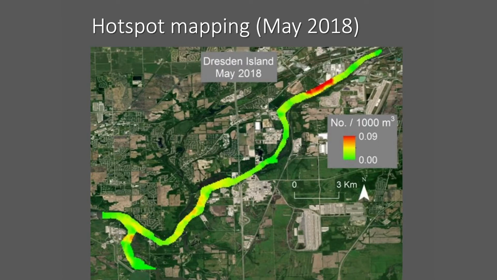In May of 2018, we still can see that there are some larger fish in the Kankakee River, but now we have a much higher density located up near the casino on Dresden Island, where we can point fishermen in the right direction to actually catch fish, not to gamble.